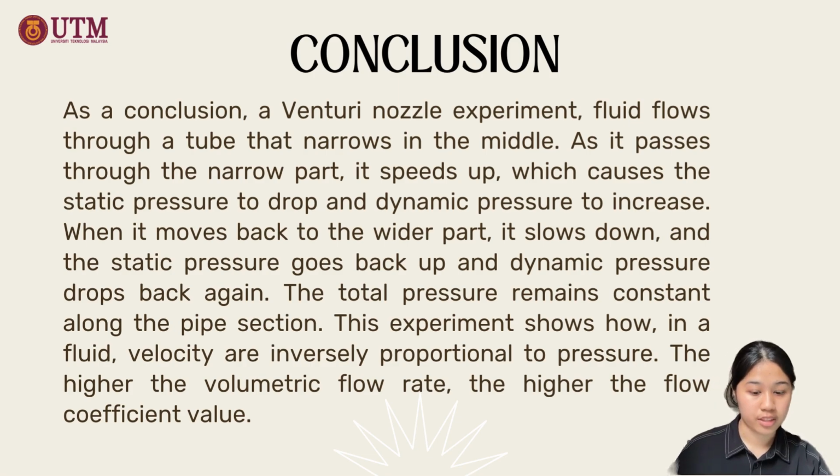We can conclude that in this experiment, fluid flows through a tube that narrows in the middle. As it passes through the narrow part, it speeds up, which causes the pressure to drop, while when it moves back to the wider part, it slows down and the pressure goes back up. This experiment shows that in a fluid, velocity and pressure are inversely proportional.